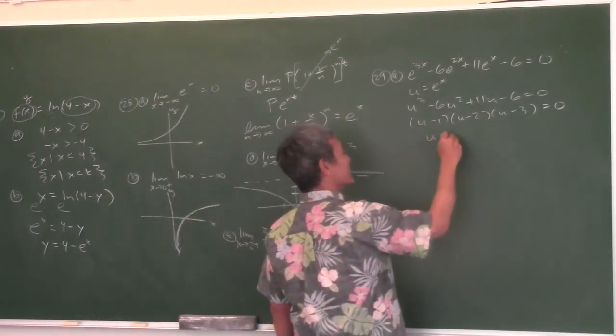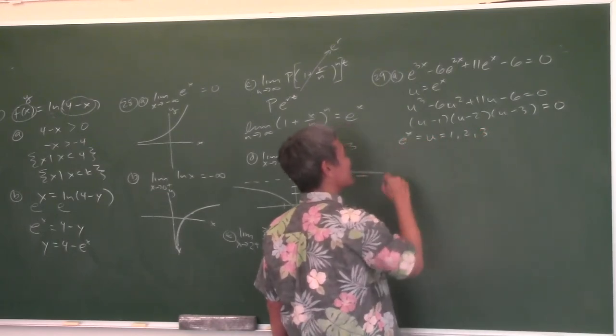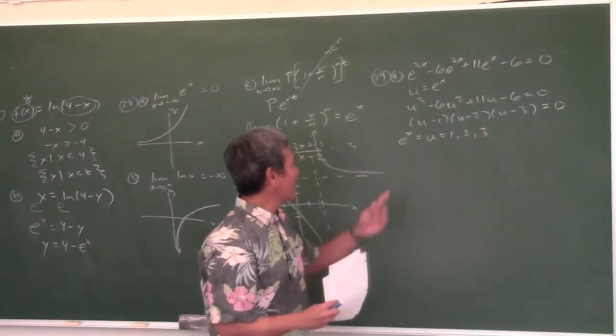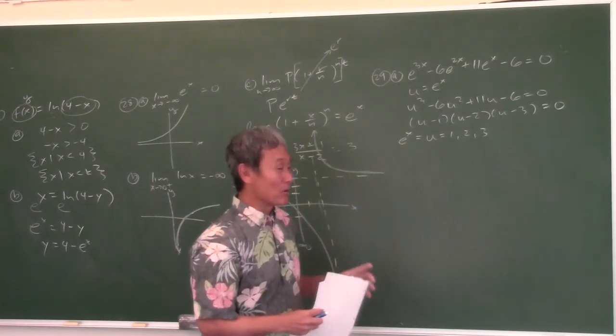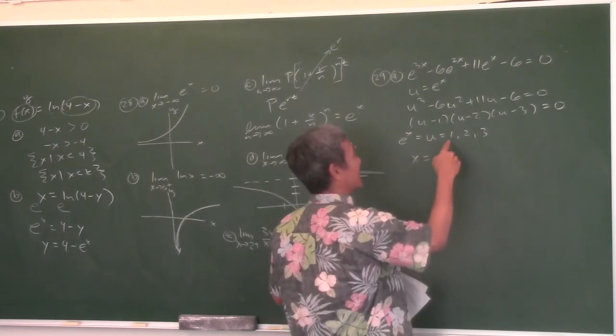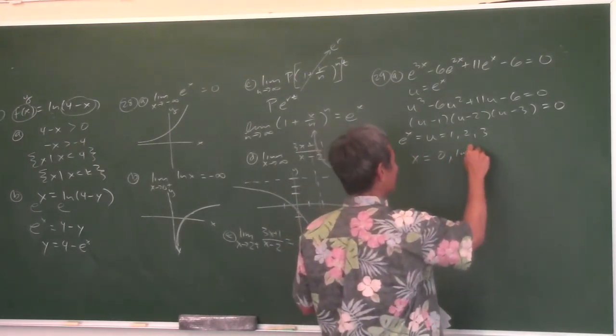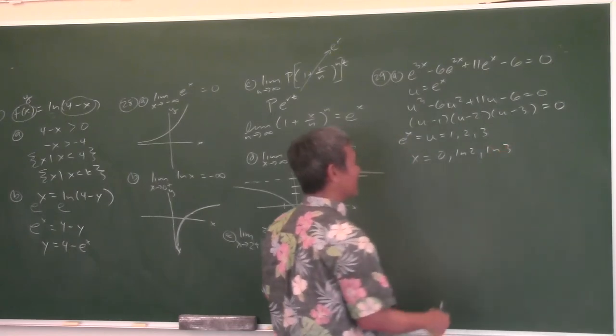So u is equal to either 1, 2, or 3, but remember your substitution. u is e to the x. And how do I get rid of e? You take the natural log of both sides. Natural log of e to the x is just x. Natural log of 1 is 0. Natural log of 2 is natural log 2, and natural log of 3 is natural log 3.